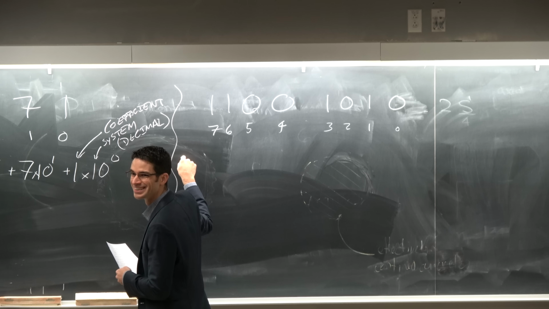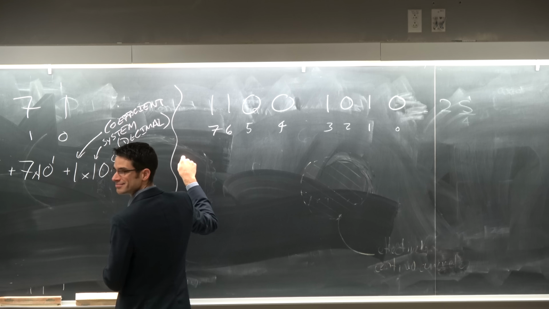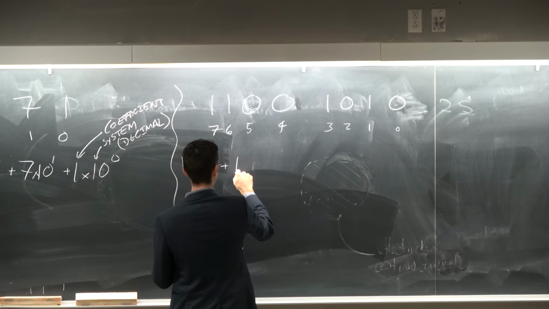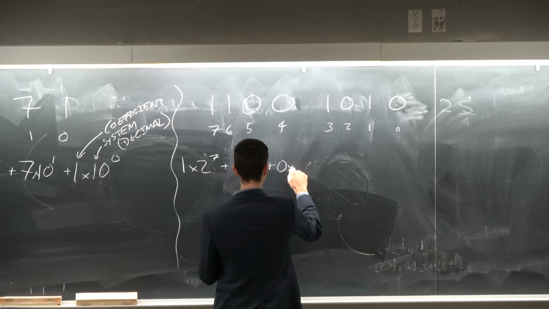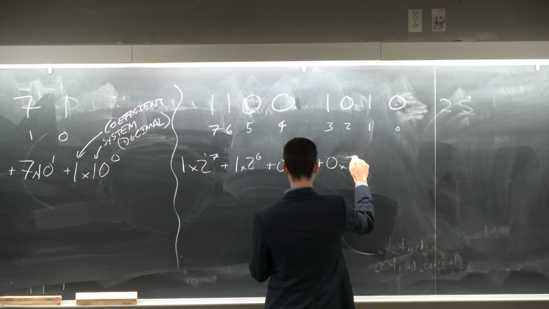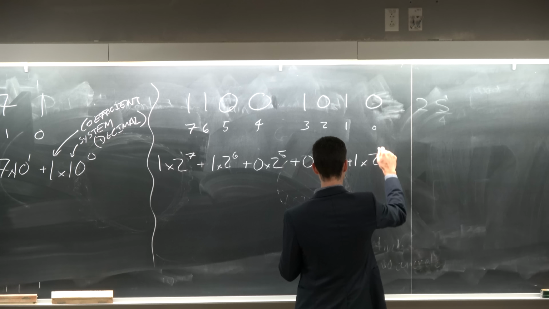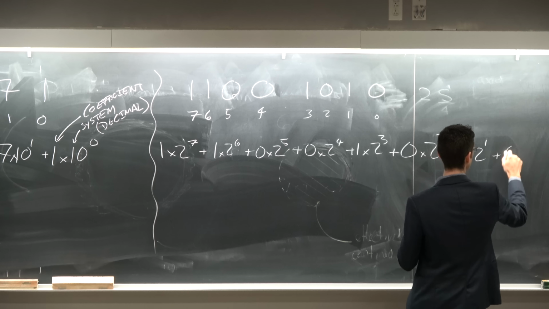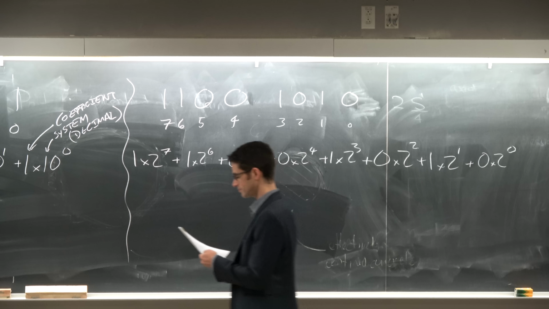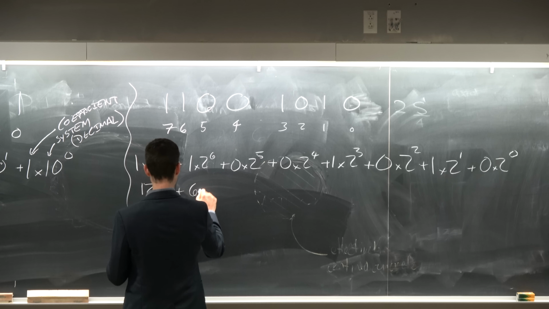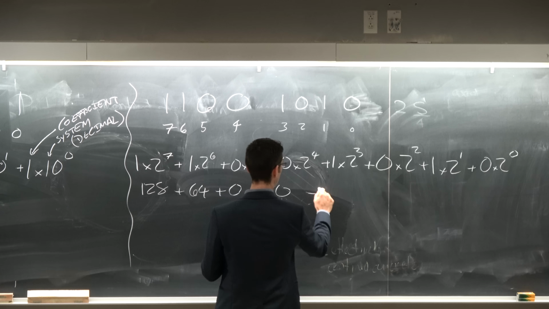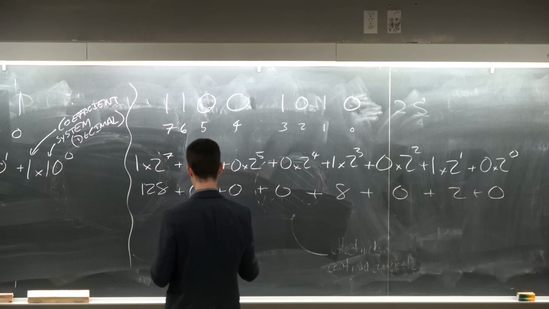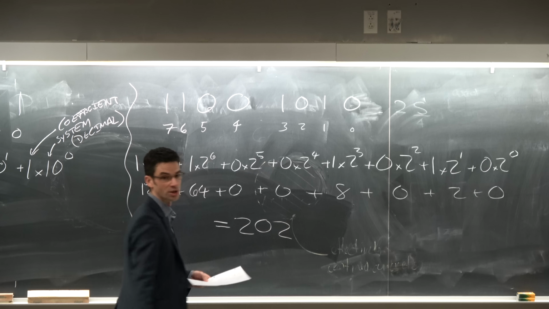Somebody get it in their head? We have 1 times 2 to the 7 plus 1 times 2 to the 6th plus 0 times 2 to the 5th plus 0 times 2 to the 4th plus 1 times 2 to the 3 plus 0 times 2 to the 2 plus 1 times 2 to the 1 plus 0 times 2 to the 0, which is 128 plus 64 plus 0 plus 0 plus 8 plus 0 plus 2 plus 0, or in decimal, 202.